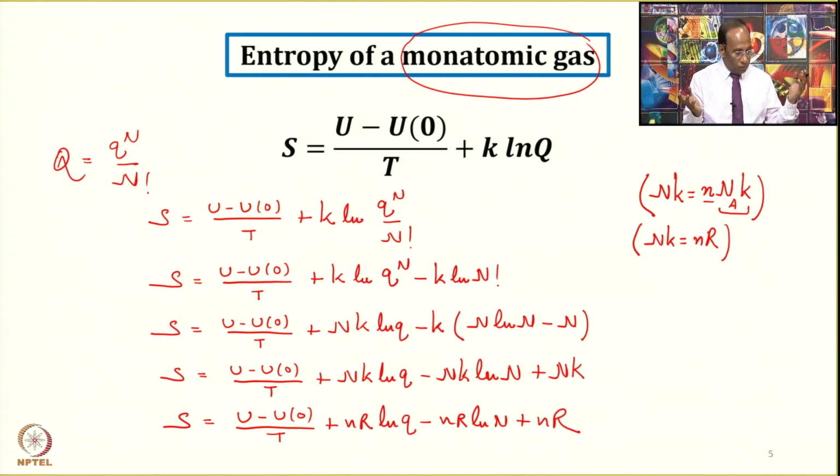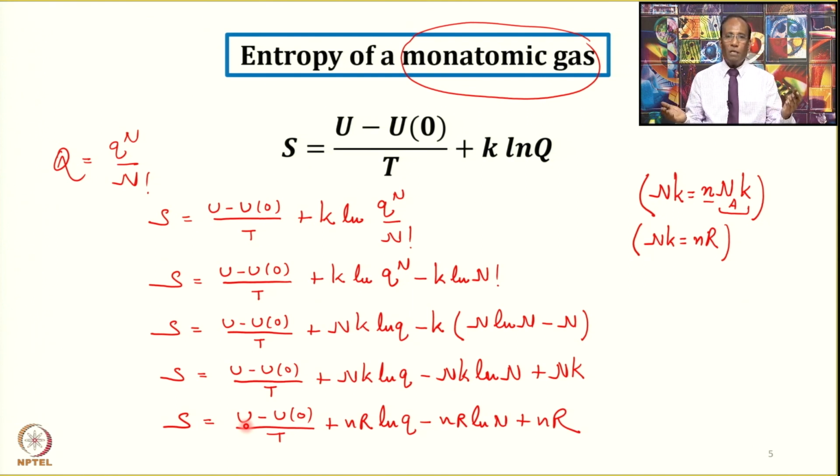We have the expressions in terms of the molecular partition function, the total number of molecules, and of course the gas constant. Now obviously the next step is to work on (U minus U0) by T. You can use U minus U0 in terms of the canonical partition function, then convert into the molecular partition function, then expand upon that. You can choose that route.